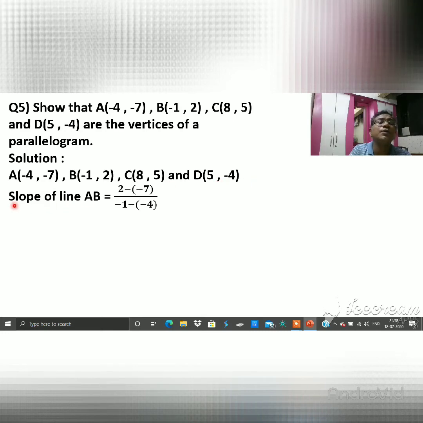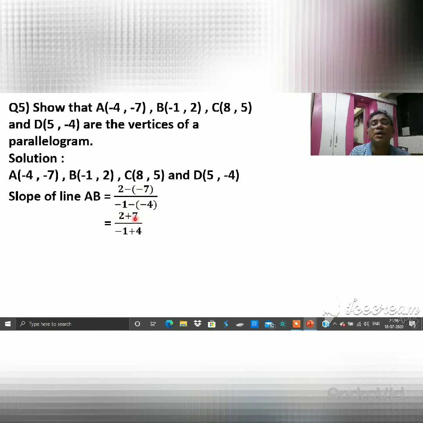Okay, so here I want to find out the slope of line AB. So it is y2. So y2 is 2 minus y1. So y1 is -7. So I write here -7. Then x2 is -1. So I write x2 -1 minus x1 is -4. So I write here -4. So see here, out of bracket negative sign, so -7 becomes +7.